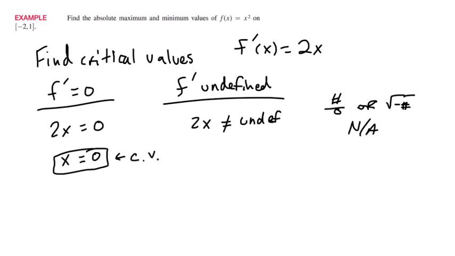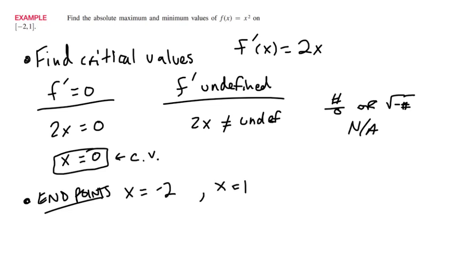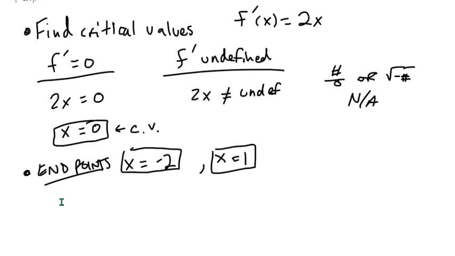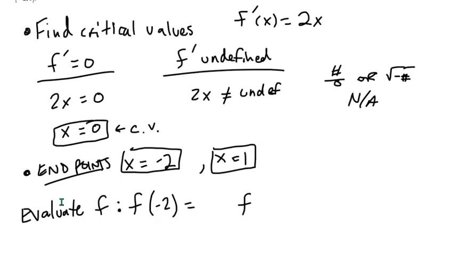Remember, we also are going to look at the endpoints on our closed interval. So we found our critical values. We're now going to look at our endpoints, and we have x equals -2 as our left endpoint and x equals +1 as our right endpoint. Then we have to evaluate our function at the critical values and the endpoints. So we're going to plug in -2, 0, and 1 all into our original function, and we are looking for maximums and minimums. In other words, the largest and the smallest values that come out of our function.